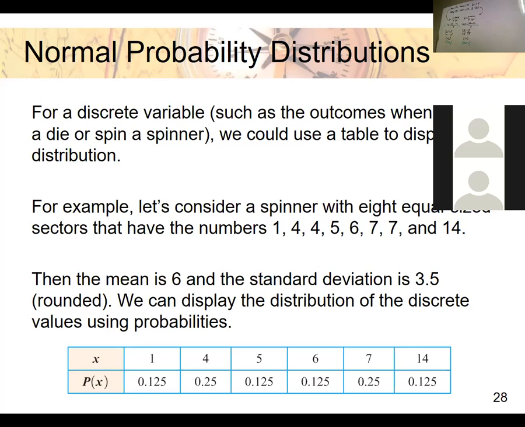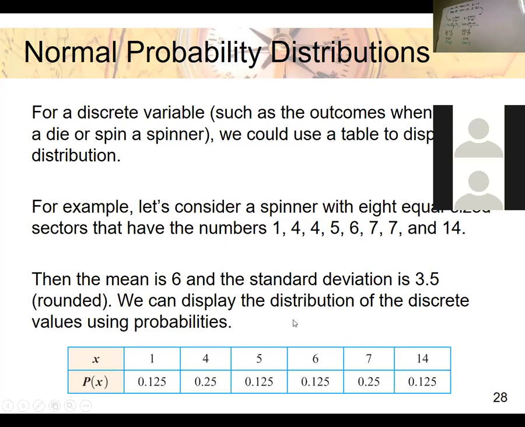Any other questions? Okay. In this case, let's consider the spinner with 8 equal size sectors that have these numbers: 1, 4, 4, 5, 6, 7, and 14. Then the mean will be 6. And they just added these numbers up and divided by 8. And then they used the standard deviation formula to come up with 3.5, rounded to 1 decimal place.